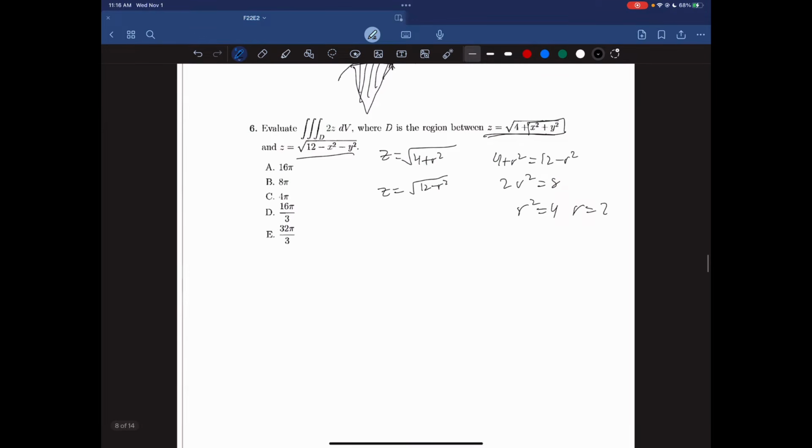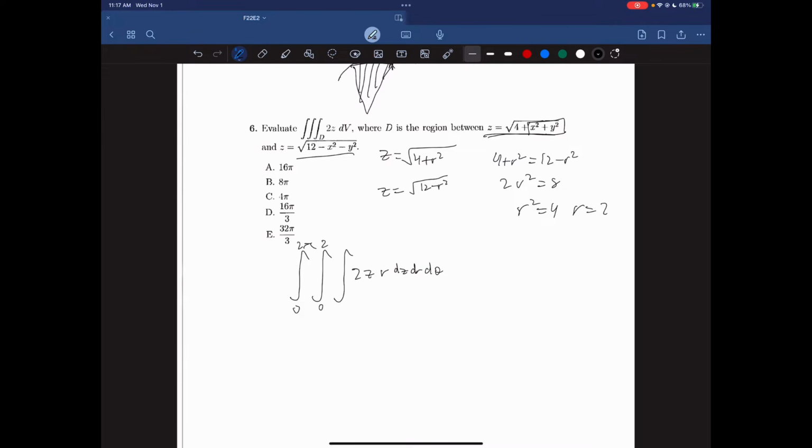Theta is probably going to be 0 to 2 pi because cones are all around. So I'm just going to write out the integral and make it easier. It's going to be 2z r dz dr d theta. Theta, like I said, 0 to 2 pi because we're going all around the circle. R is 0 to 2.